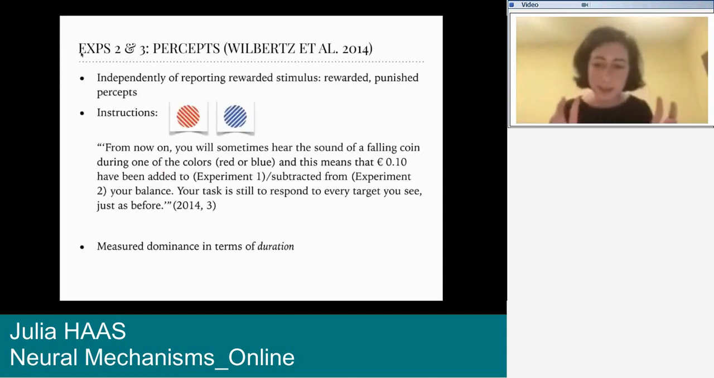So again, just to give you all the equipment that you might need to see if we can account for this evidence: since it was a conditional learning task, they first trained participants to report what they saw in a binocular rivalry task, and then they gave them the following set of instructions. They told the participants, okay, from now on, you will hear the sound of a falling coin during one of the colors, red or blue, and this means that 10 cents has been added to your account or subtracted from your account, depending on which experiment they were in. So your task is still to respond to every target you see, just as before. And because they can't measure perceptual dominance at onset here, of course, they measured dominance in terms of duration. And the question would be, what roles do reward and punishment have, respectively, on the percepts?